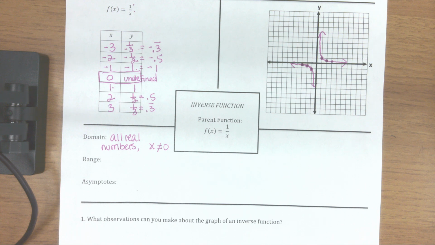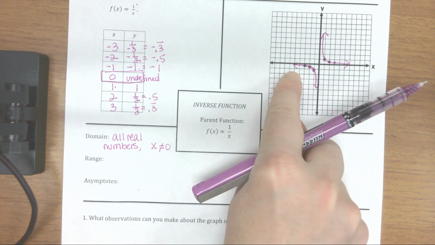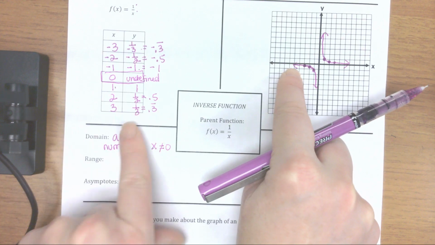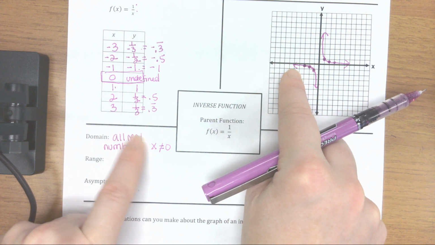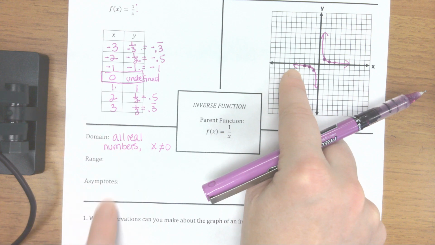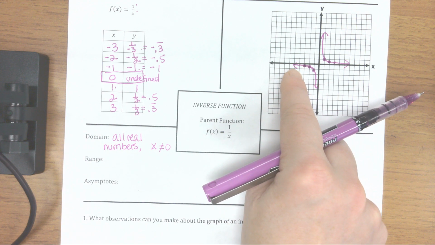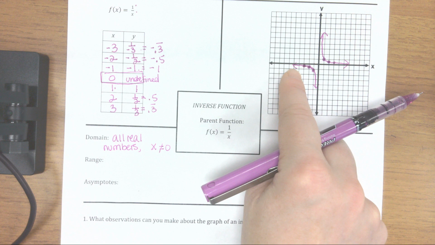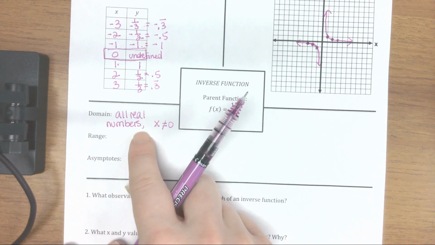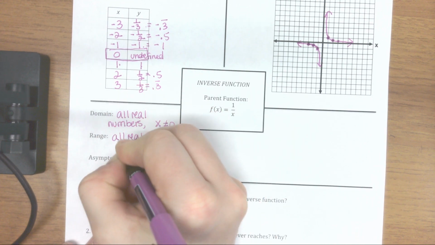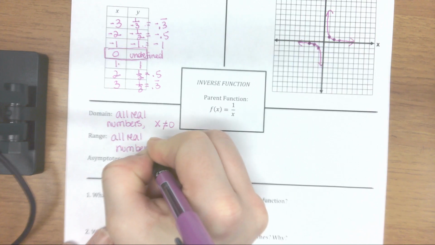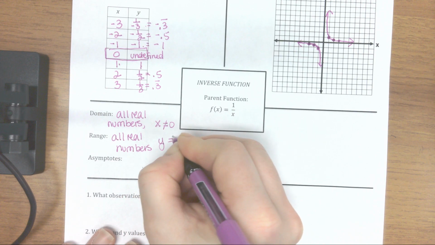Some of you know, it's 0. No matter what happens here, let's start getting really, really big. If it was 4, wouldn't this be 1/4? And this was 5, it would be 1/5. And let's say I put in 100, it would be 1/100. It's going to get really teeny tiny, but it's never, ever going to get to 0. And so the range is the same thing. The range is all real numbers, but y can't be 0.